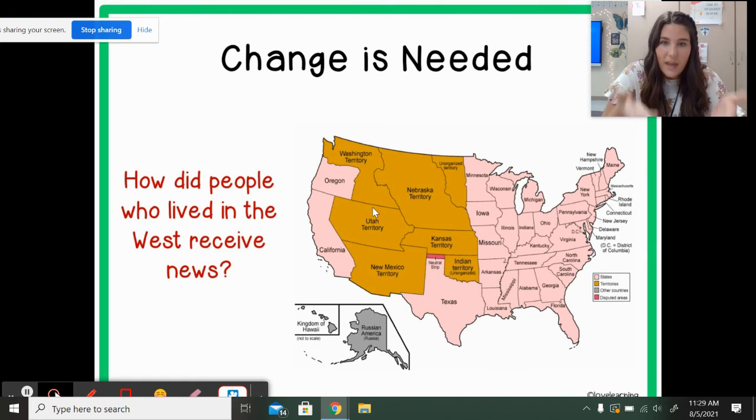Okay, once people have taken that route and now they're over there out west, how are they going to communicate with the rest of the country? For example, if I travel all the way over to California, how am I going to talk to my family in South Carolina? How are they going to know I got there safely? How are they going to know that I have a place to stay or I have food to eat? So how do people who lived here receive news?